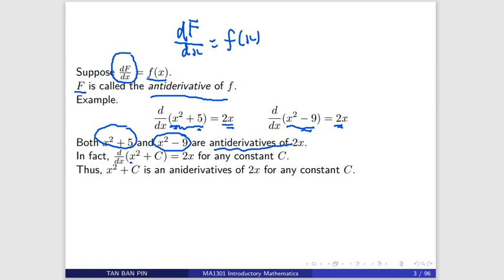In fact, if you differentiate any function of the form x squared plus c, where c is a constant, you get 2x. So in this case, x squared plus c is an antiderivative of 2x for any constant c.